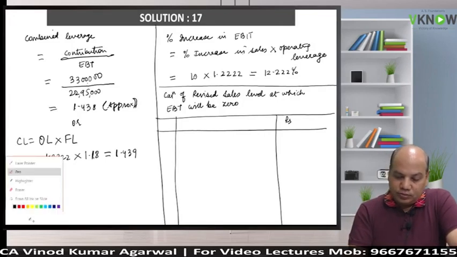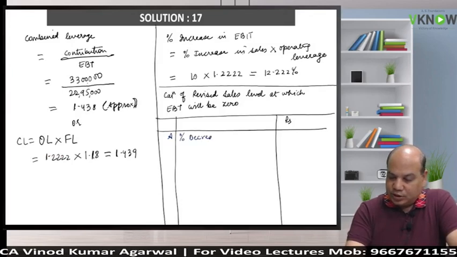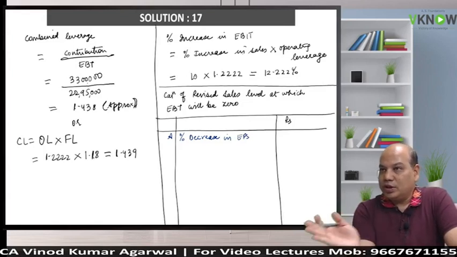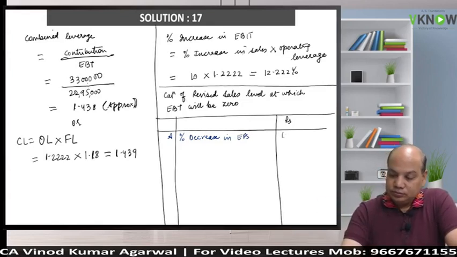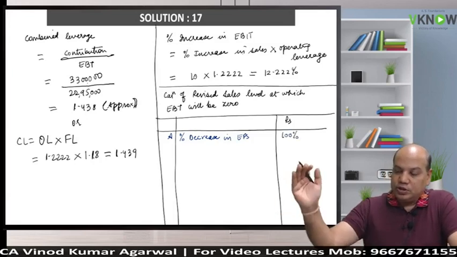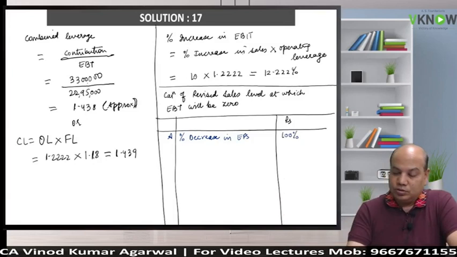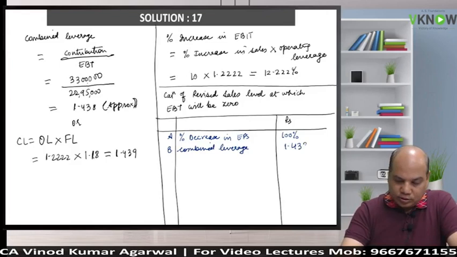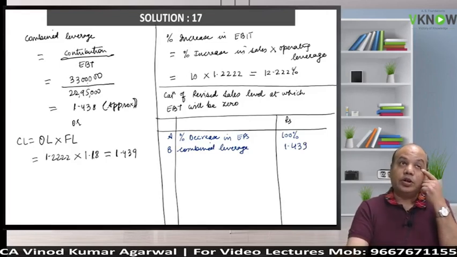First, write down point A: percentage decrease in EBT or EPS. If your EBT becomes 0, EPS will be 0. Percentage decrease in EPS will be 100%. Only when the EPS decreases by 100% will it become 0. Point B: combined leverage, 1.439.